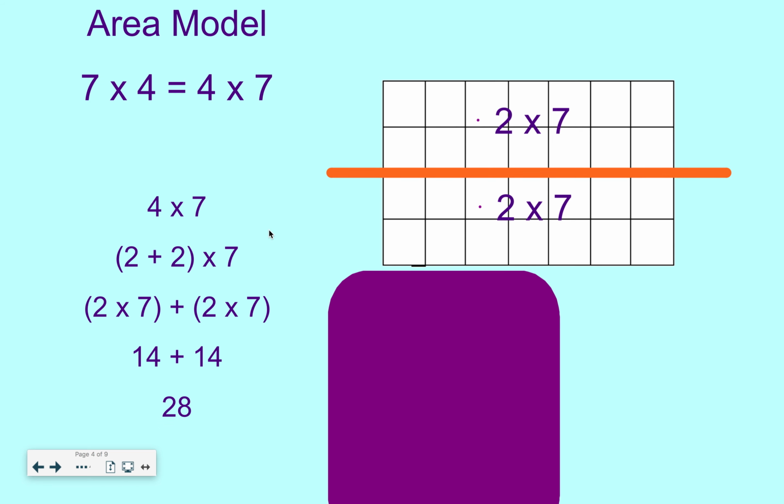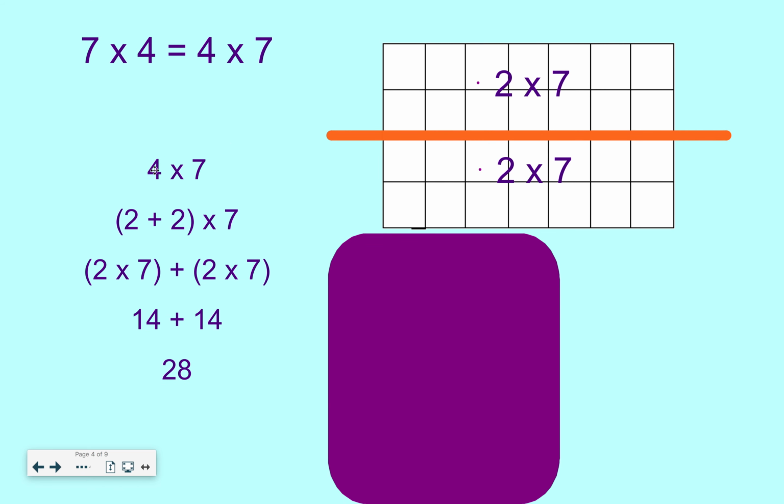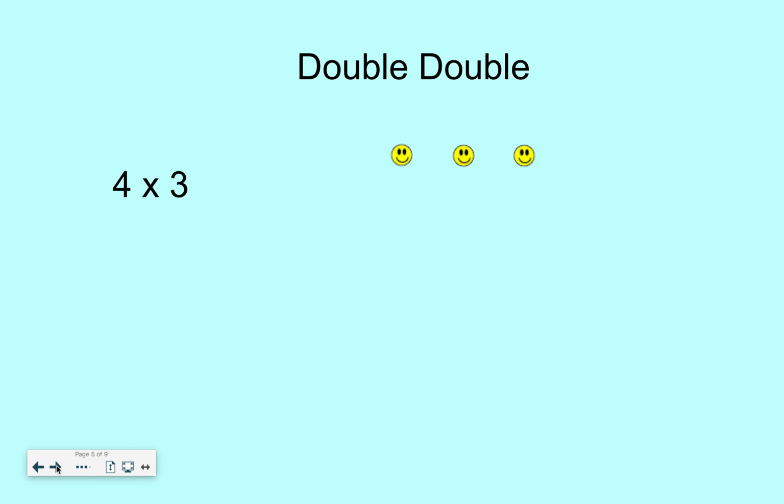So symbolically, this looks like this. 4 groups of 7, I'm going to think of that instead as 2 groups and 2 groups. So I have 2 groups of 7 plus 2 groups of 7, and now I have 14 plus 14 is 28. So you'll notice we really use the distributive property. We distributed the 7 to the 2 and the 7 to this 2 in order to come up with the answer to this problem. A final strategy is called double-double.